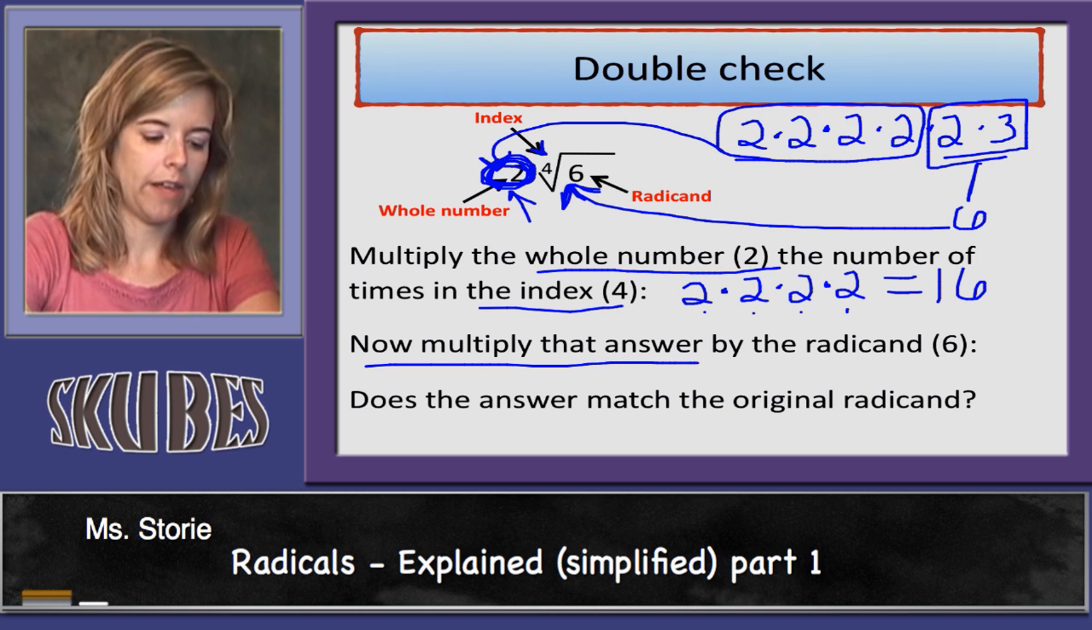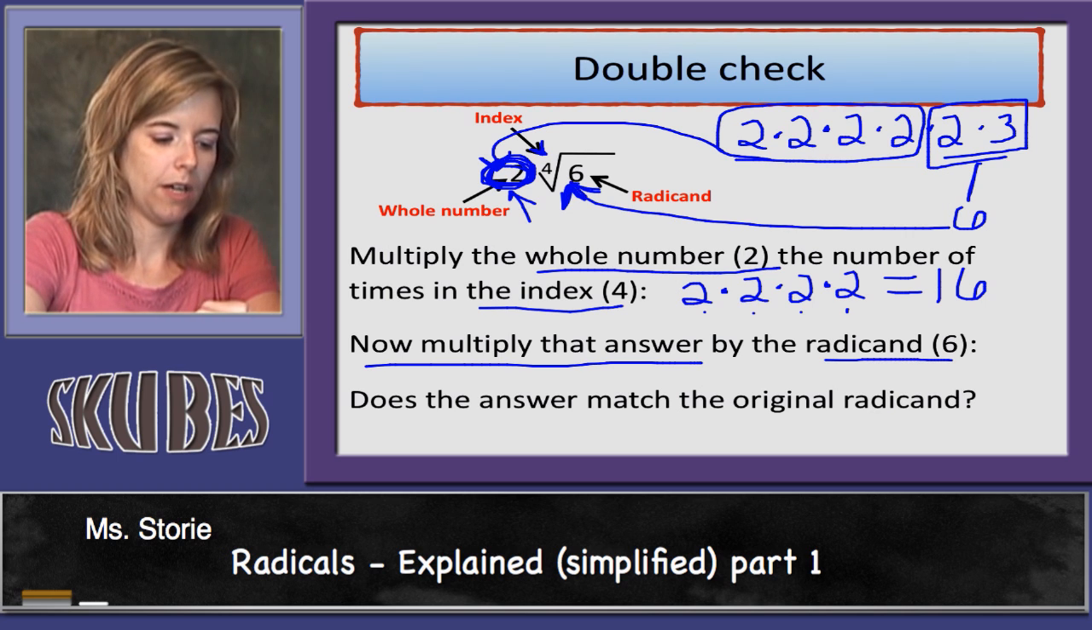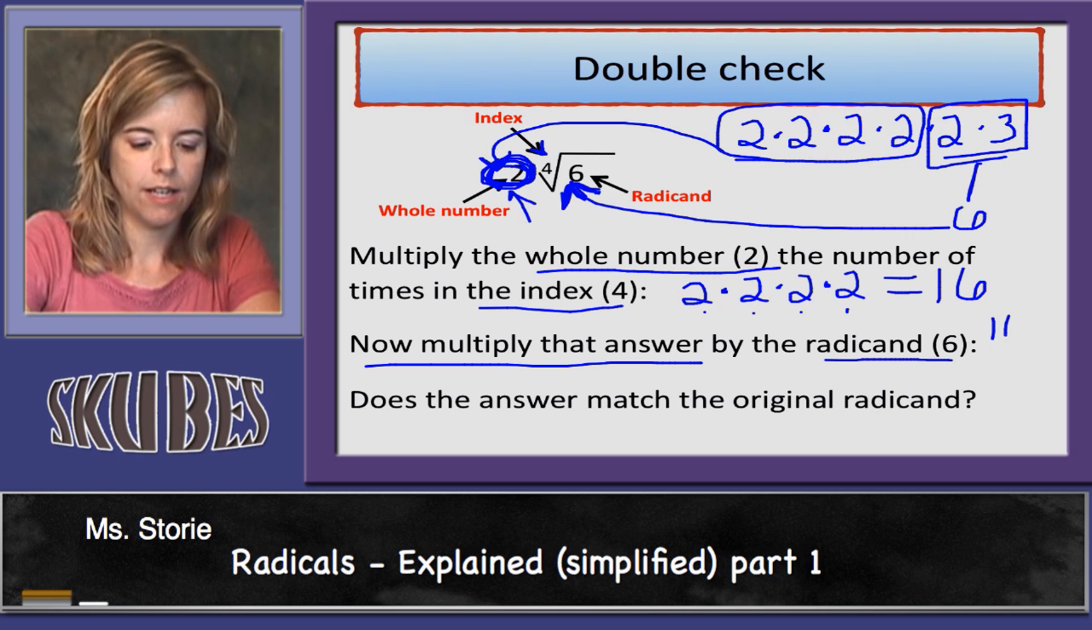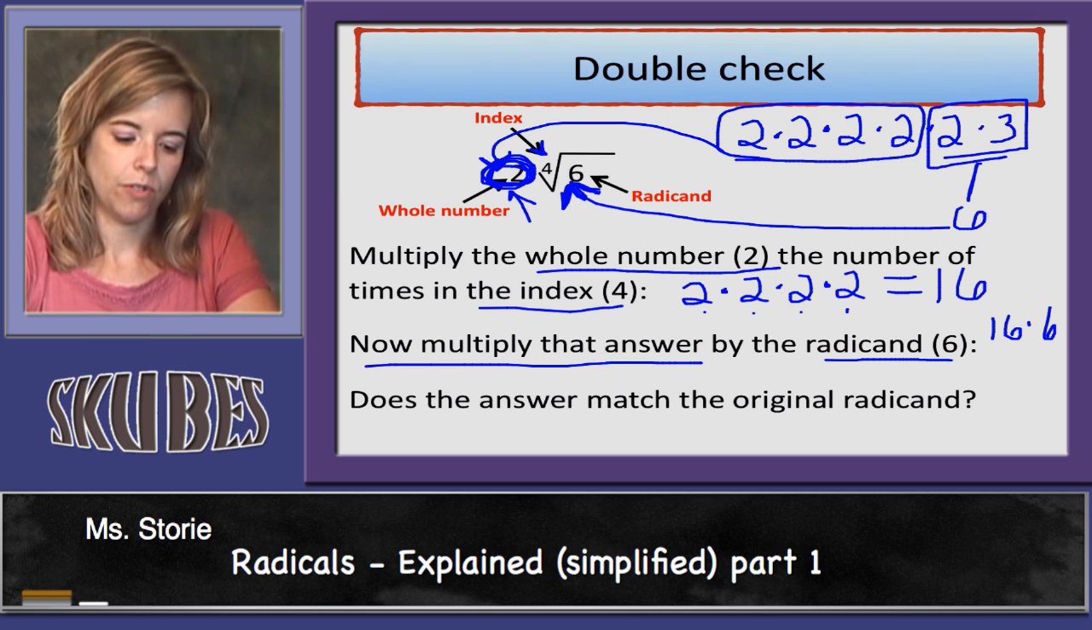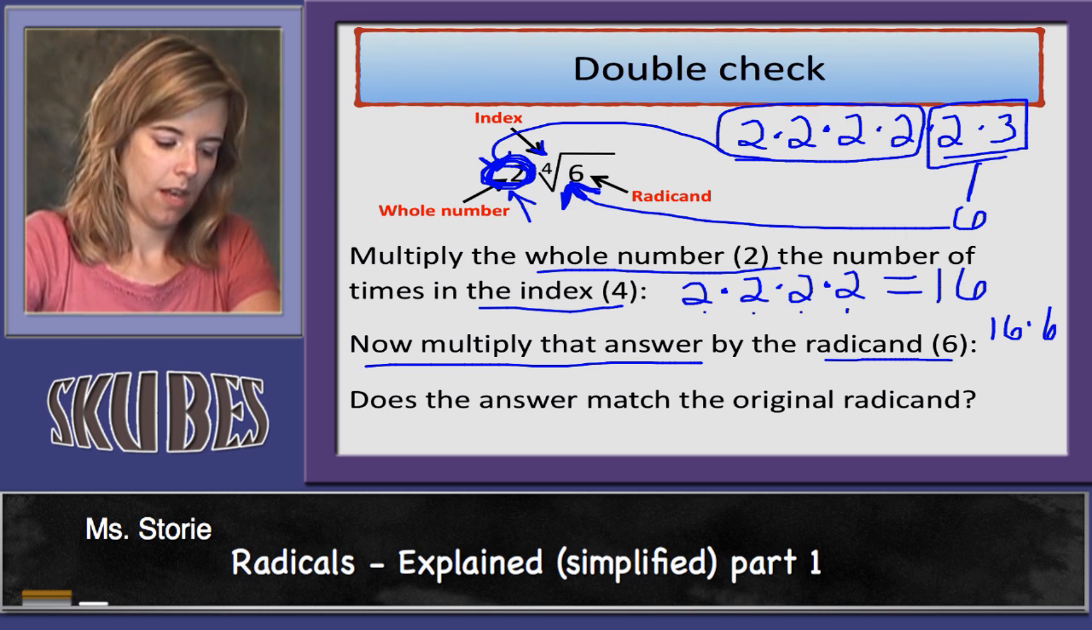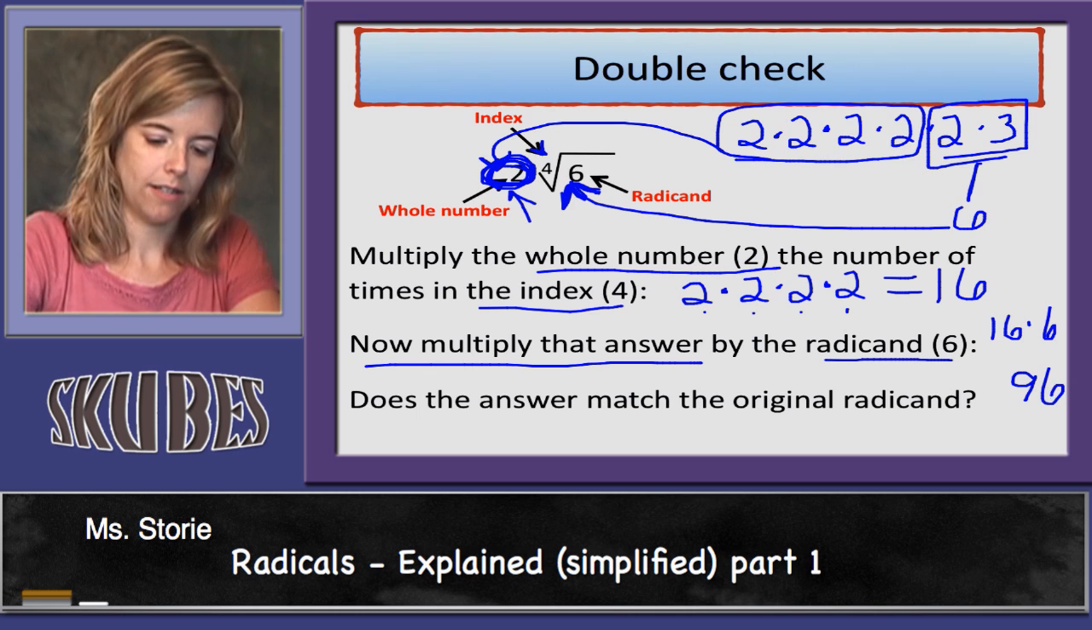Now you have to multiply that answer, our 16, by the radicand, which is 6. Remember, we got him right up there. So now we're going to take 16 and multiply it by 6. And if we do that, we should get 96.